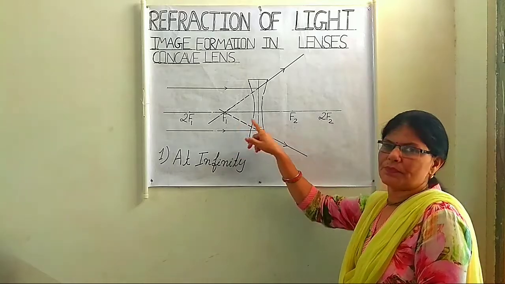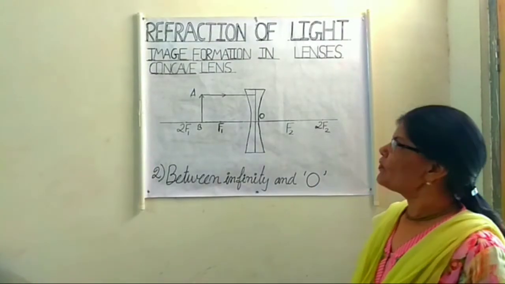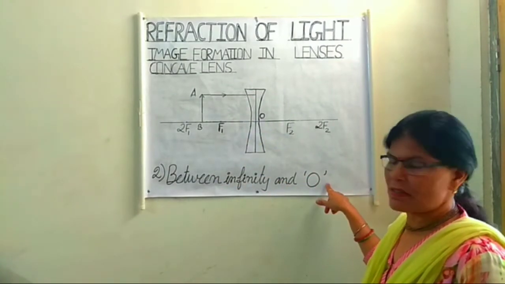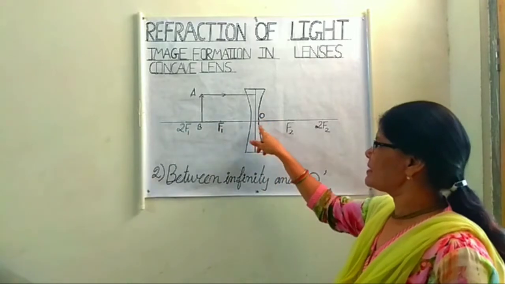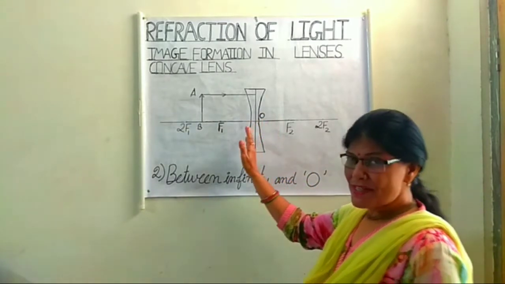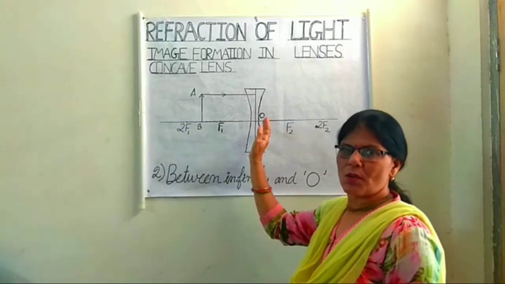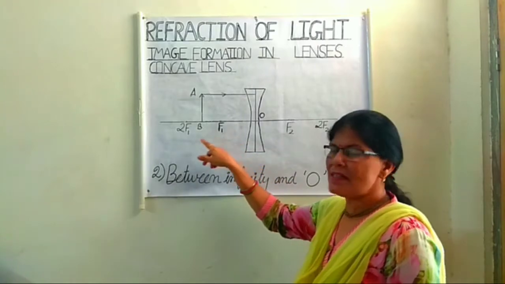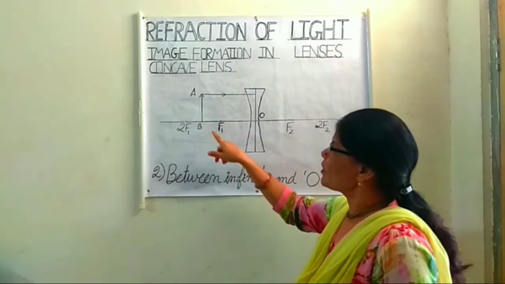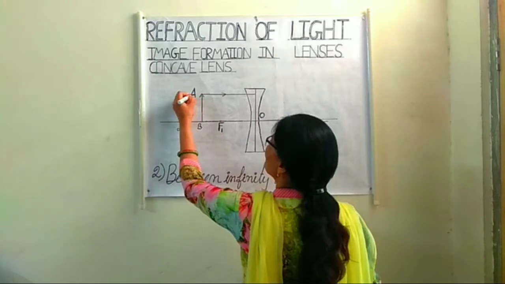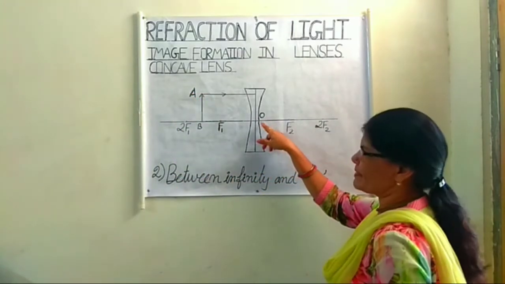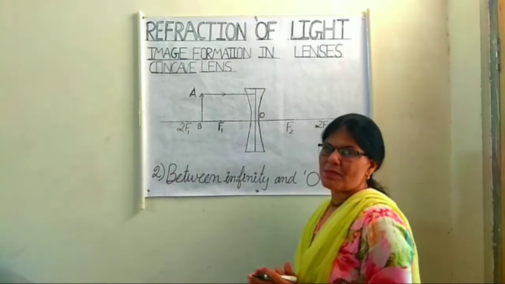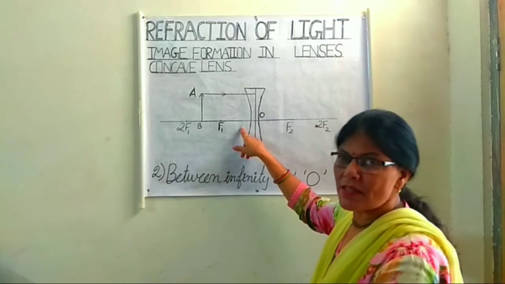In the second case of concave lens, our object is between infinity and optical center. So this is our optical center. Our object can be at any place between infinity and optical center. In this particular case, we have considered our object here between F1 and 2F1. So this is our object A and B. The first rule is the same: when an incident ray comes parallel to the principal axis, the refracted ray will pass through the principal focus.